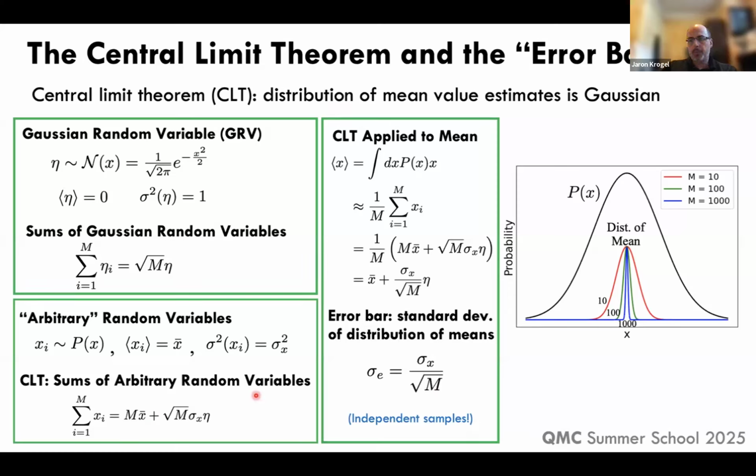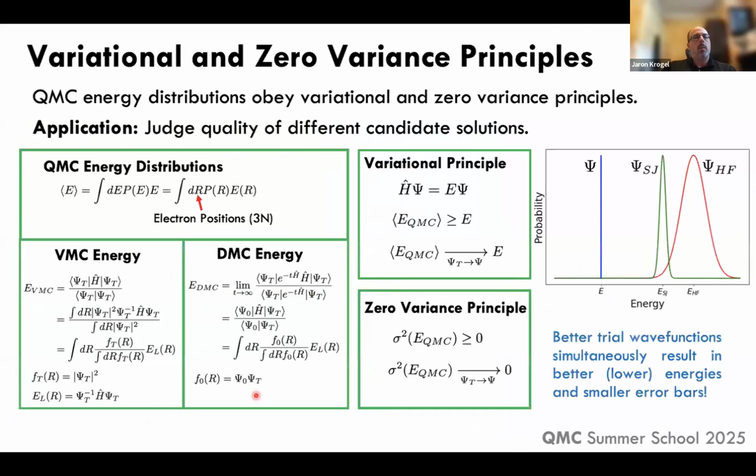So first, we're going to introduce the variational and zero variance principles through this lens. They've been discussed before, but I want to look at them through the lens of these probability distributions. And the application is that you can use these principles to judge the quality of different candidate solutions or different trial wave functions. So let's start by introducing a QMC energy distribution.